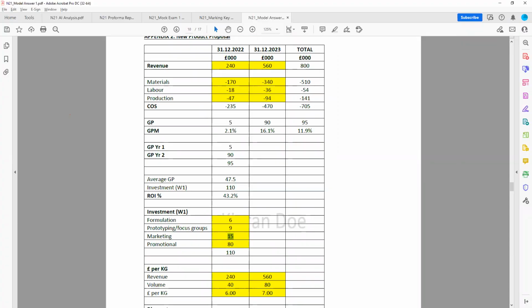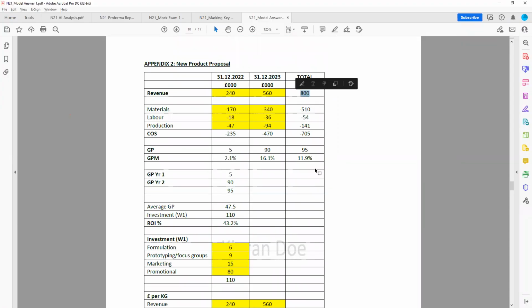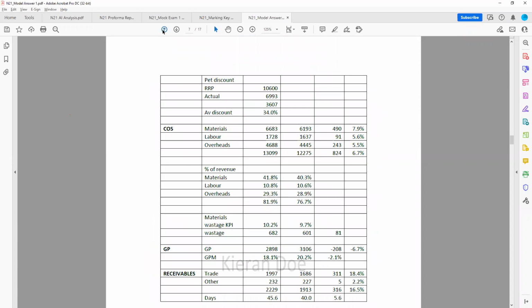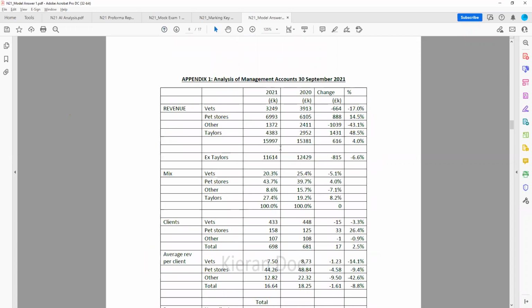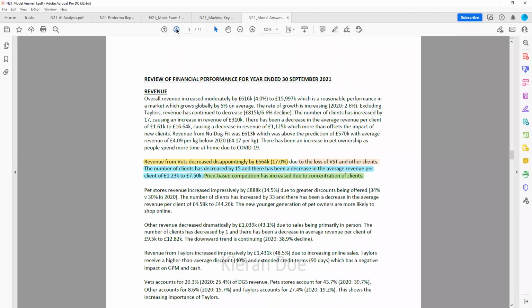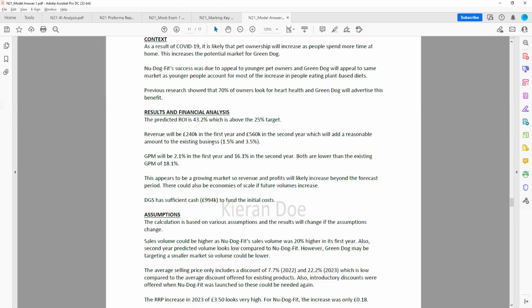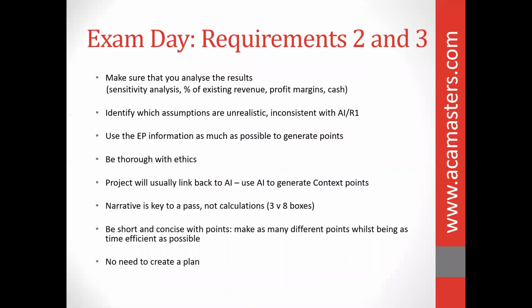Other analysis you could do of the results: we're looking at this project, okay, it's 800K of revenue. Well, if you look at that in the context of the overall business, where revenue for the most recent year was 16 million, then you can say whether it's significant or not. So you give the headline number, but then you do some more analysis. How much revenue is it adding to the existing business? How does the gross profit margin compare to what the profit margin currently is in the business? Has the company got enough cash? That's what you would have in that section.